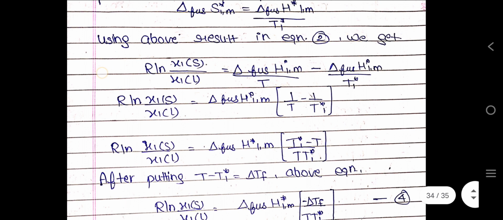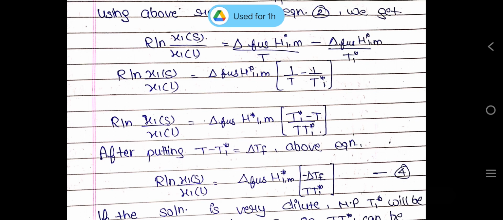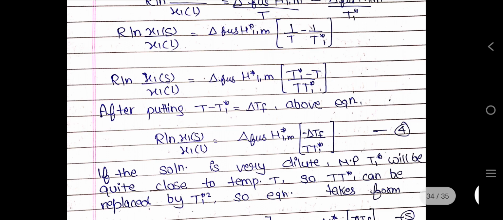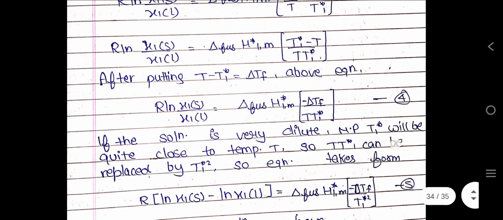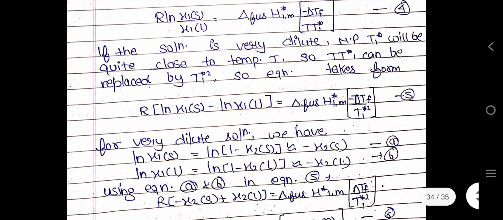Now putting in the values of the molar free energy of fusion, we get R ln of x1s by x1L is equal to del fusion H1 molar by T minus del fusion S1 molar. Recalling the entropy of fusion for the pure solvent at temperature T1, del fusion S is equal to del fusion H by T1. Using this result in the above equation, we get R ln of x1s by x1L is equal to del fusion H by T minus del fusion H by T1.